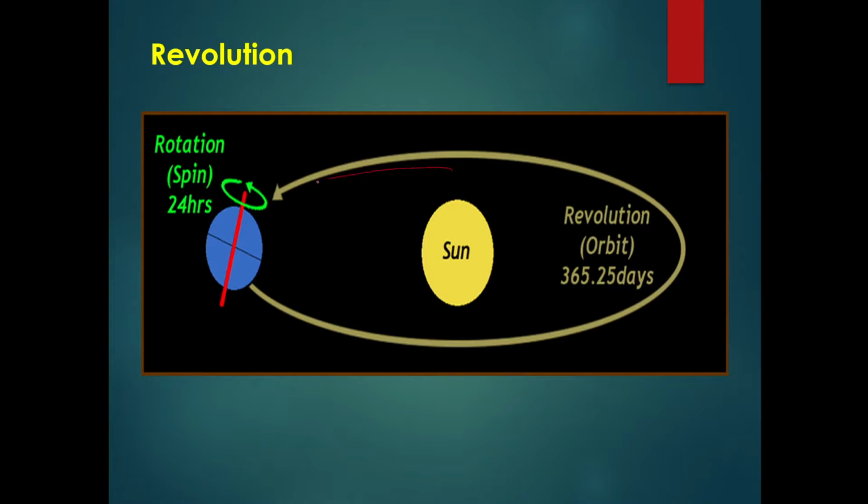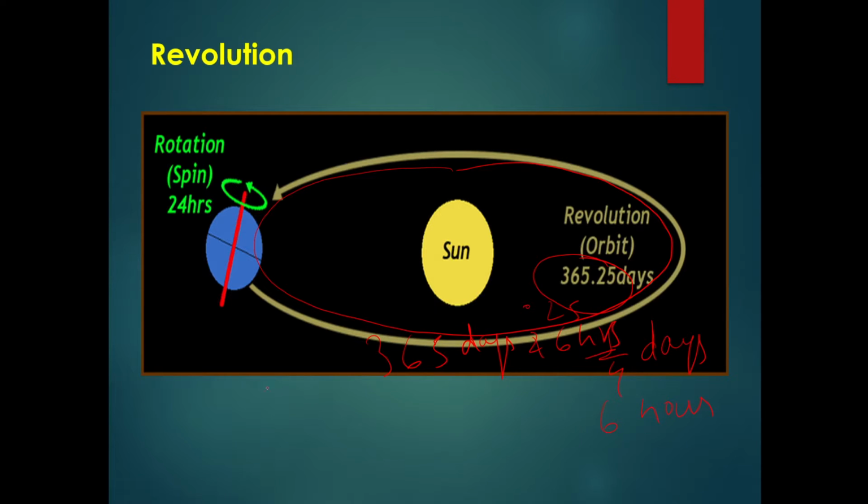Okay, rotation. Now revolution. We know that earth revolves around the sun in an elliptical orbit like this, and it takes around 365.25 days, meaning 365 and 1 by 4 days, and 1 by 4 day is around 6 hours. So it takes around 365 days and 6 hours to complete one revolution around the sun.